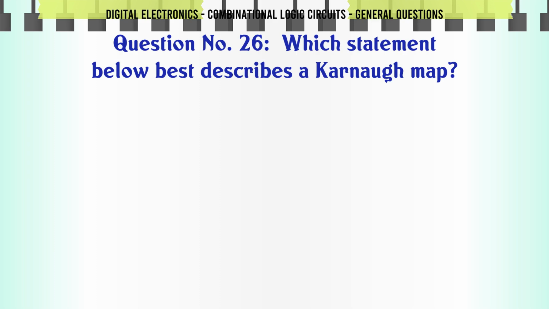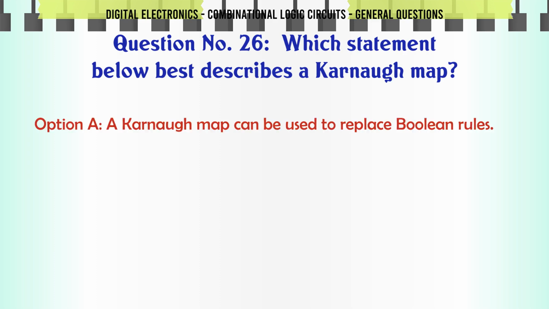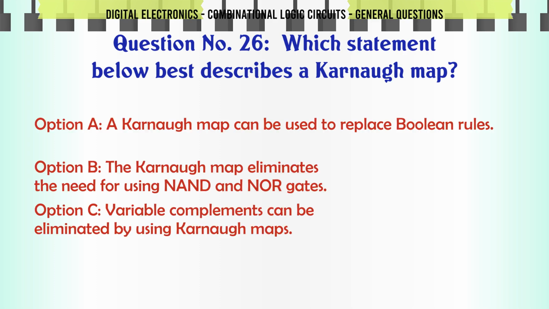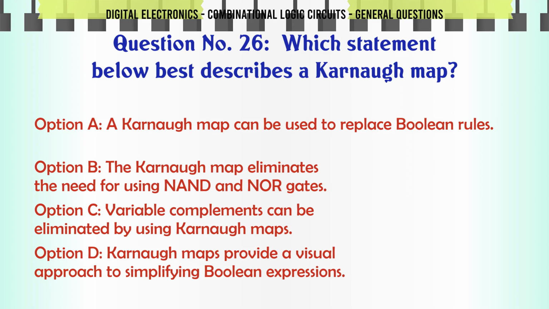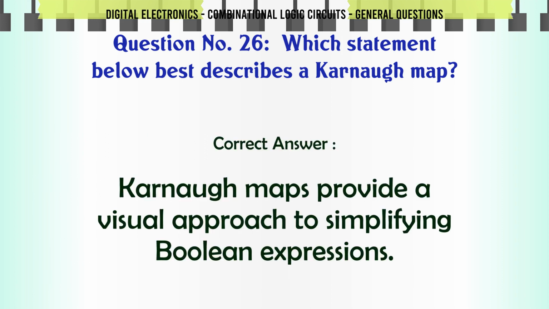Which statement below best describes a Karnaugh map? A. A Karnaugh map can be used to replace Boolean rules. B. The Karnaugh map eliminates the need for using NAND and NOR gates. C. Variable complements can be eliminated by using Karnaugh maps. D. Karnaugh maps provide a visual approach to simplifying Boolean expressions. The correct answer is Karnaugh maps provide a visual approach to simplifying Boolean expressions.